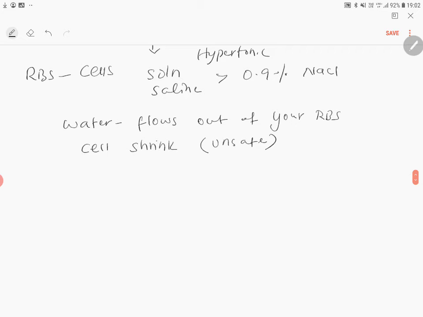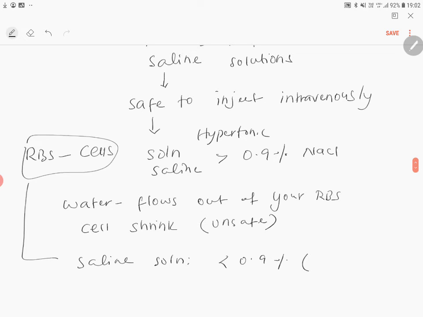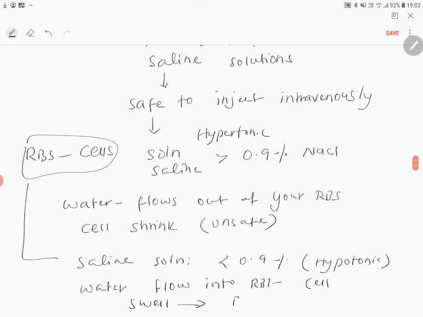Next condition, if the RBC cells receive a saline solution less than 0.9%, in this case these RBCs are receiving a hypotonic saline solution, and water will flow into your RBCs, and the cell will swell and it will burst. So in either condition, these cells are not safe.